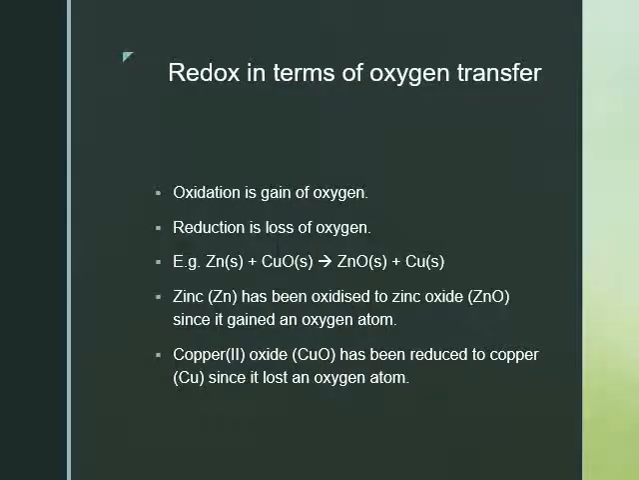So first, let's look at the original definition. This is not a very useful definition, but it is based on history. So oxidation was defined as a gain of oxygen. That's how the word oxidation came about, gain of oxygen. And reduction was taken to mean the loss of oxygen. So in this case, since zinc gained oxygen, it was oxidized. Since copper oxide lost oxygen, it was reduced.